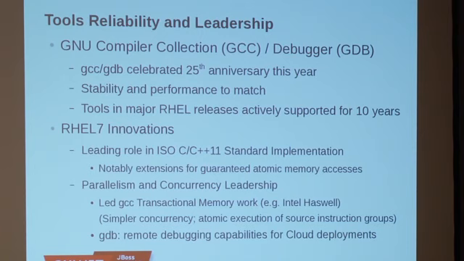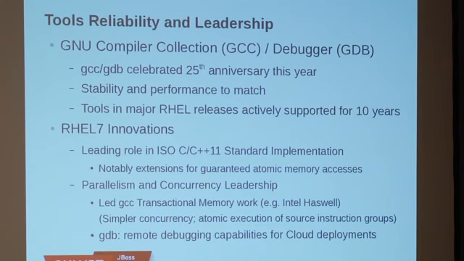In RHEL 7, we have a number of innovations. We've been working closely with the ISO Standardization Committee on C++11, notably on extensions for guaranteed atomic memory accesses. This is implemented in GCC today. That builds into our larger parallelism and concurrency work.